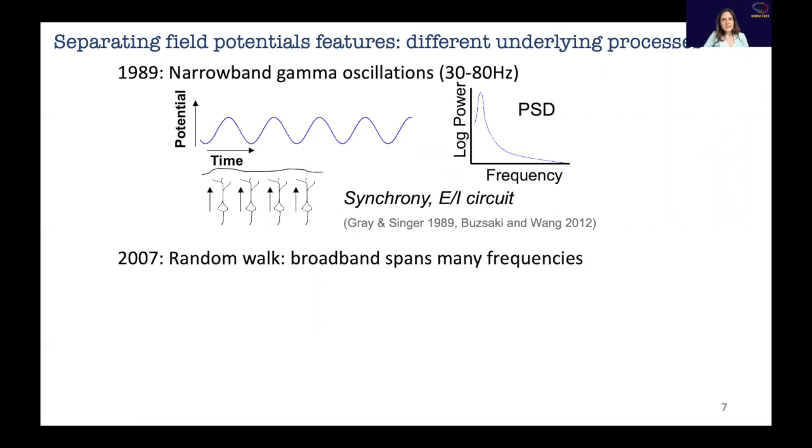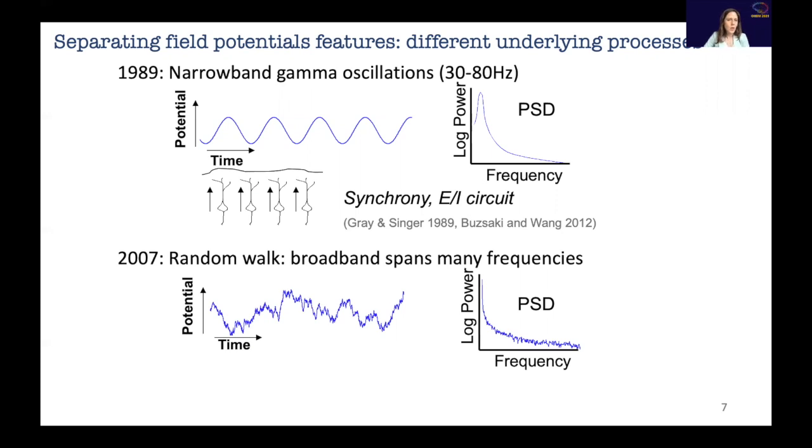Around the early 2000s, however, people discovered that it's not always an oscillation in these field potentials, and there are broadband changes that span many frequencies and that are expressed as a random walk in the raw potential. When we look at these types of processes in a spectral power density plot with frequency on the x-axis and power on the y-axis, we see a 1/f distribution. And this can increase and decrease in a broad range of frequencies.